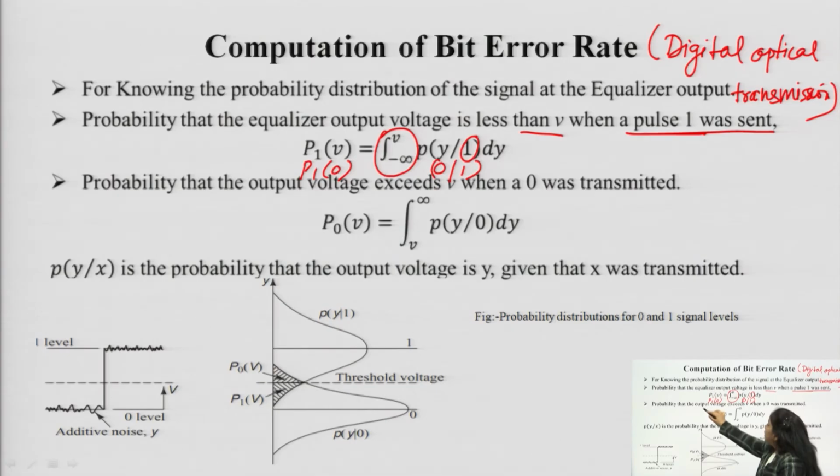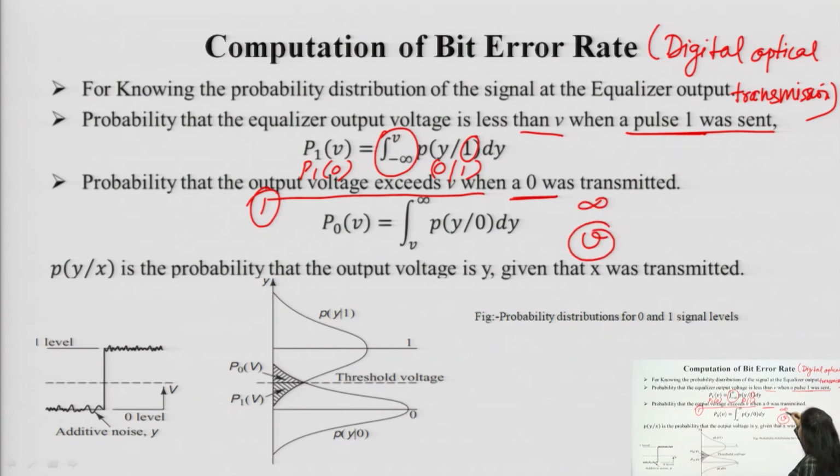Same here, the probability that the output voltage exceeds V. When it exceeds V, ideally we would get 1, and we do get 1, but what are we transmitting? We are transmitting 0. If it is greater than V, what will be the range? V is the threshold, so V to infinity. So the limit is V to infinity: we are transmitting 0 and getting 1 here. Here P(y/x) is the probability that the output voltage is y given that x was transmitted. So, output voltage 0 when 1 is transmitted, output voltage 1 when 0 is transmitted.